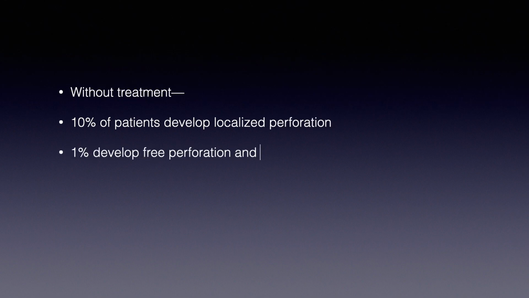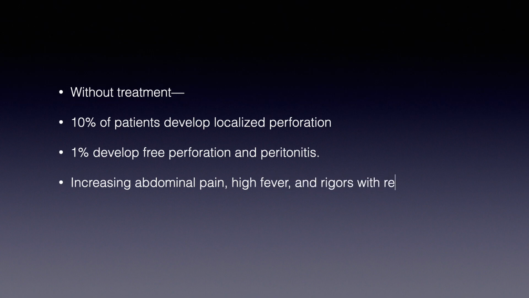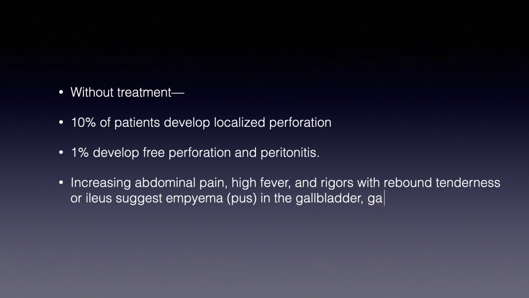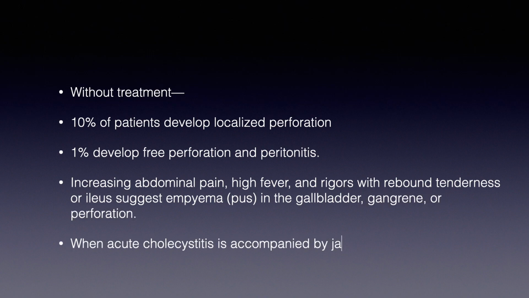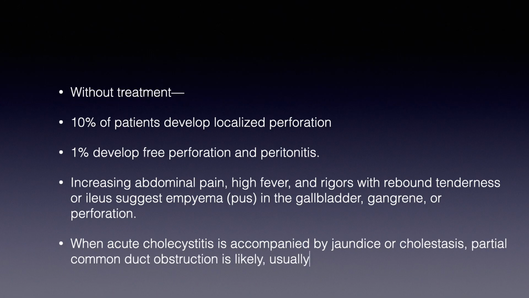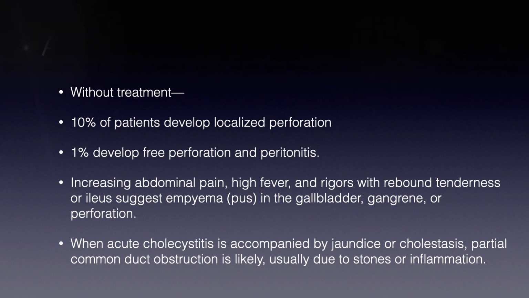Untreated, the patient may develop complications. Without treatment, about 10% of the patients develop localized perforation, and 1% develop free perforation and peritonitis. Increasing abdominal pain, high fever, and rigors with rebound tenderness or ileus suggests empyema or pus in the gallbladder, gangrene or perforation. When acute cholecystitis is accompanied by jaundice or cholestasis, common bile duct obstruction is the likely cause, due to inflammation or stones.